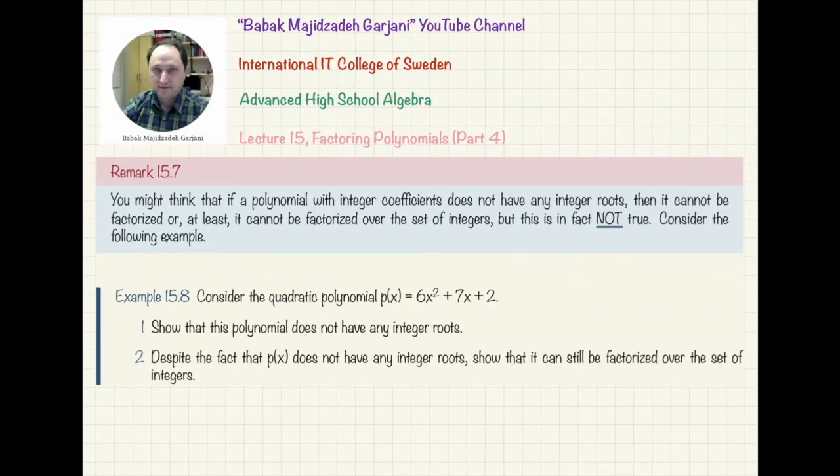Let me read this remark. This is important. You might think if a polynomial with integer coefficients does not have any integer roots, then it cannot be factorized. Or at least it cannot be factorized over the set of integers. But none of them is indeed true. Let us consider an example.